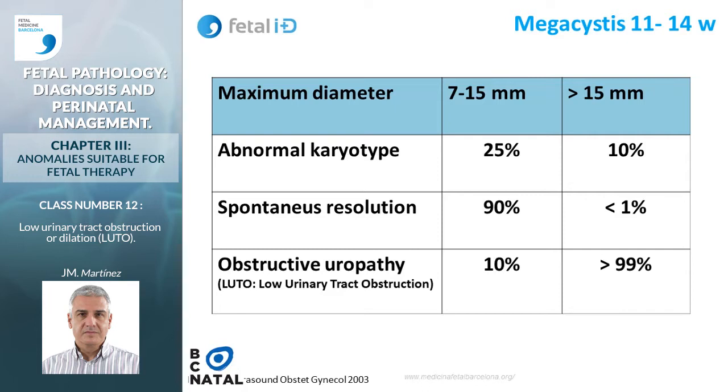We have to explain to the parents that in case of a bladder from 7 to 15 mm, there is 90% of a spontaneous resolution. But it's not the same with bladder greater than 15 mm. And in the case from 7 to 15 mm, it is rare that they have an obstructive uropathy, called LUTO, low urinary tract obstruction. On the contrary, when the bladder has more of 15 mm, there is high risk of obstruction.